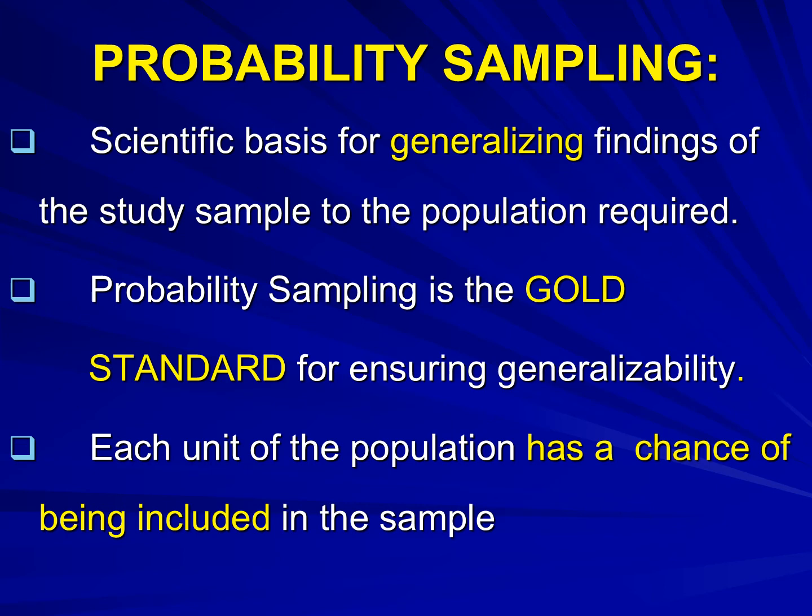So far we have finished with non-probability or non-random sampling methods. The basic limitation of non-probability sampling methods is generalizing the result of the sample onto the study population. We cannot generalize our result onto the whole study population. But the probability sampling method gives us a scientific basis for generalizing findings of the study sample to the whole population. Probability sampling is the gold standard for ensuring generalizability. Each unit of the population has a chance of being included in the sample.